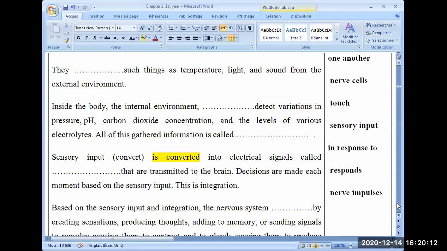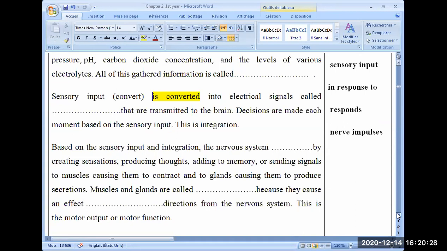Sensory input is converted into electrical signals called nerve impulses, that are transmitted to the brain. Decisions are made each moment based on the sensory input. This is integration. Based on the sensory input and integration, the nervous system responds; it makes a response. How does it respond? By creating sensations, producing thoughts, adding to memory, or sending signals to muscles, causing them to contract, and to glands, causing them to produce secretions.